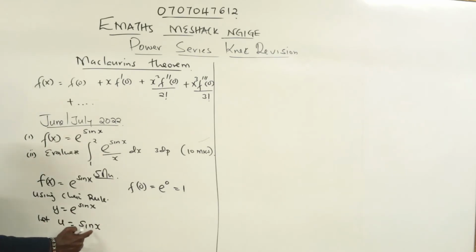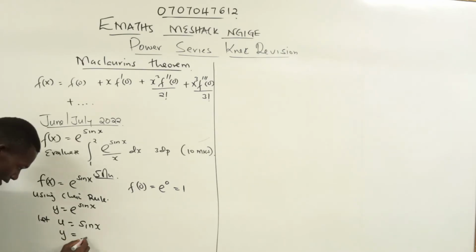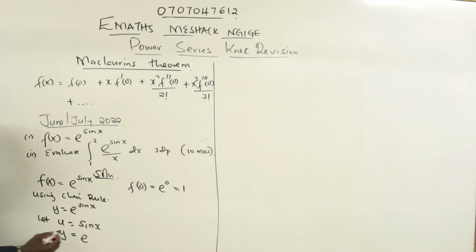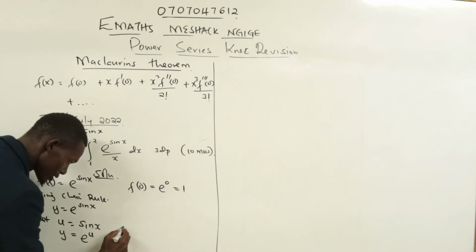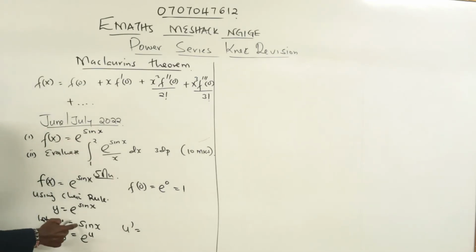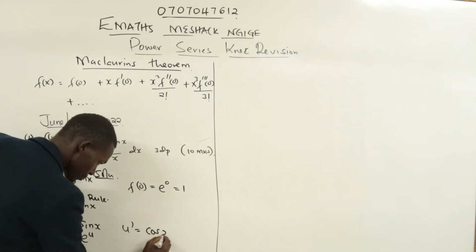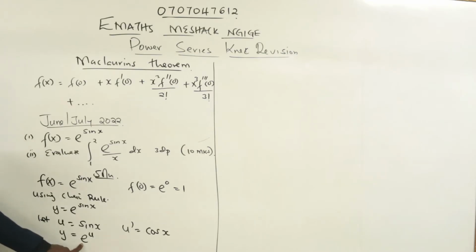If our u is sine x, our new y will be given by e^u. Are we together? Now, by the chain rule, you just multiply the derivative of this by the derivative of this. So we get du/dx first. u prime is, when you differentiate sine, you get cosine of x.